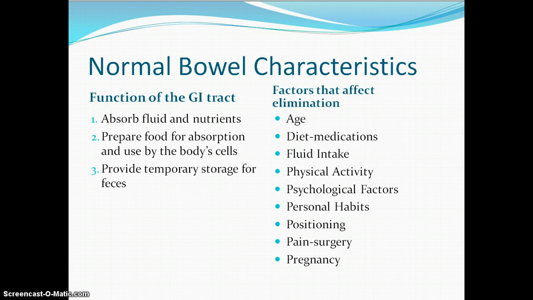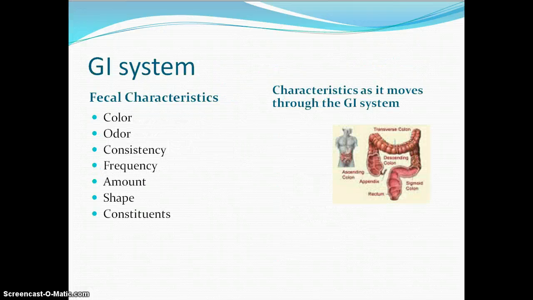Other factors then that can affect elimination are on page 1089. We know that the pain of surgery along with narcotics can have a negative effect on bowel elimination, as well as pregnancy in that third trimester when that very enlarged uterus is pressing on that lower colon, sometimes causing women to have problems with elimination during those last 3 months of their pregnancy. The 4 F's of constipation are food, fiber, fluid, and fitness, if you need a quick way to remember a few of those. Our GI system, as I said, our fecal characteristics.